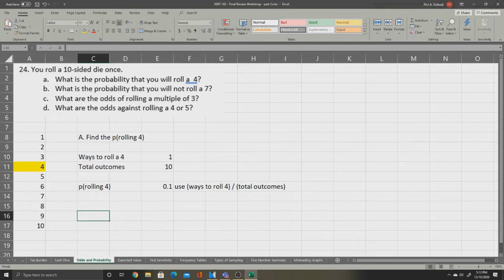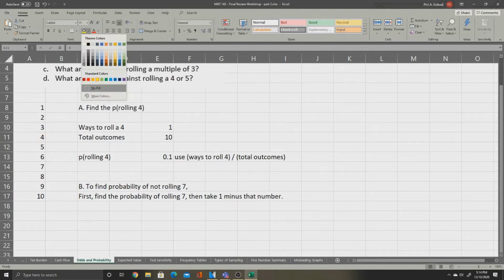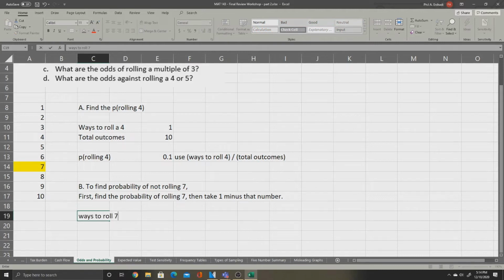For problem B, it asks, what is the probability of not rolling a 7? Now, to find the probability of not rolling 7, the easiest way is to first find the probability of rolling 7, then take 1 minus that number. So 4 is no longer our target. Now we're targeting 7. So we want the ways to roll 7 and the total outcomes again.